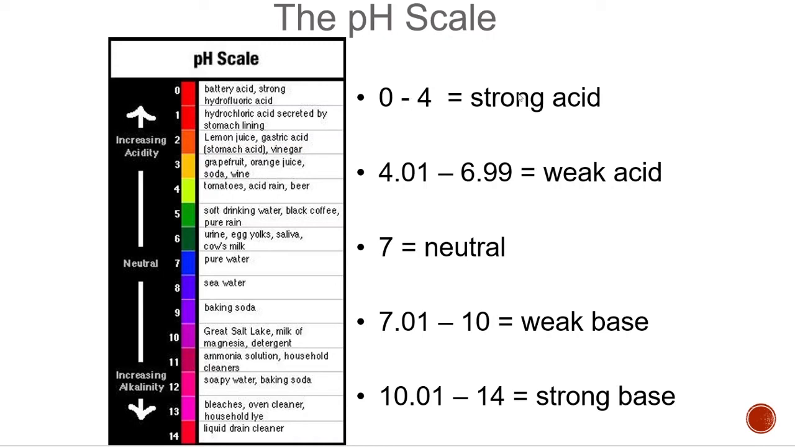From 0 to 4, we call that a strong acid. From 4 to 7, that's a weak acid. 7 is neutral. 7 to 10, we call a weak base, and 10 to 14 is a strong base. And here are some examples on this chart.